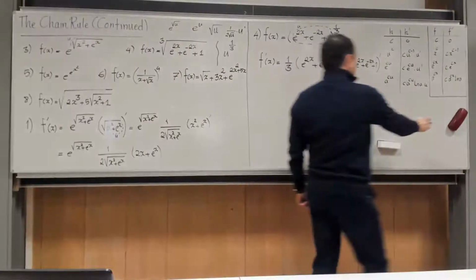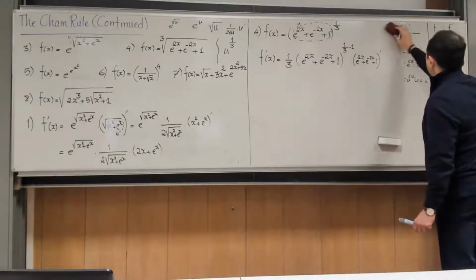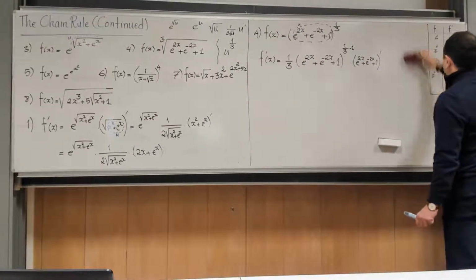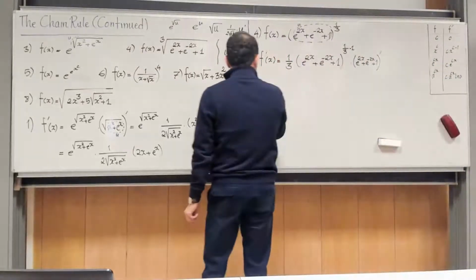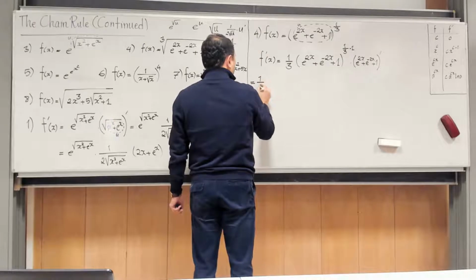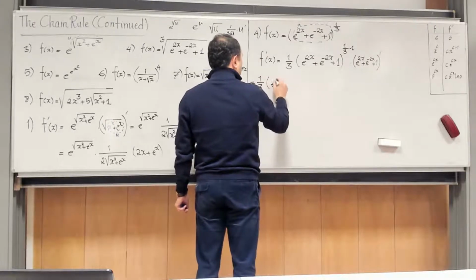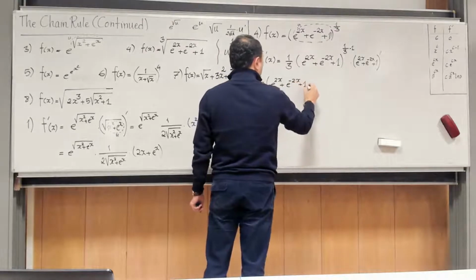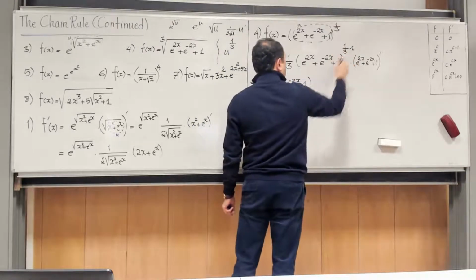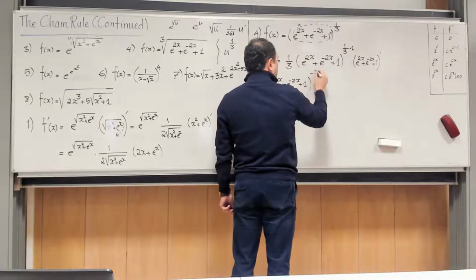And if you don't mind, let me get rid of this table here. Okay, but it is not finished yet. I have to continue. So it's 1/3, and then I have e to the 2x plus e to the negative 2x plus 1. And then I have 1/3 minus 1, which is minus 2/3.